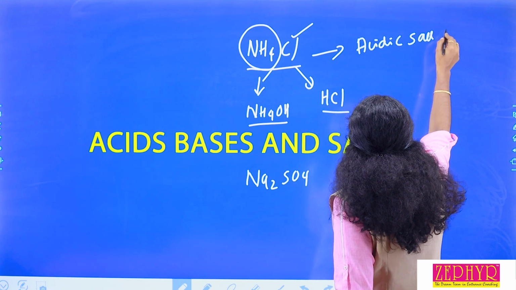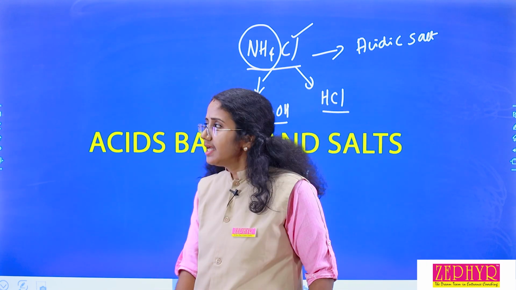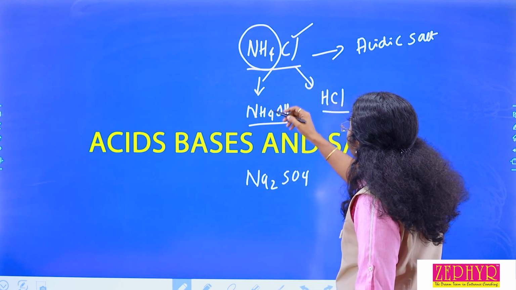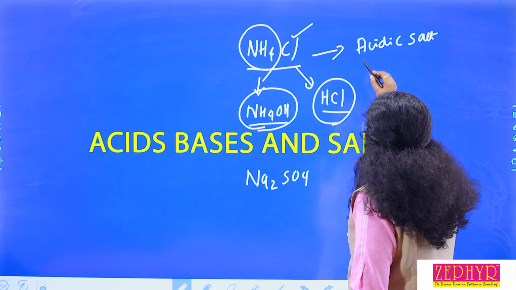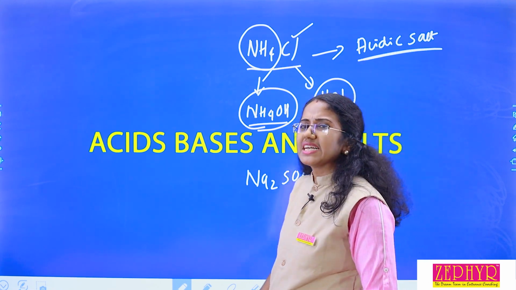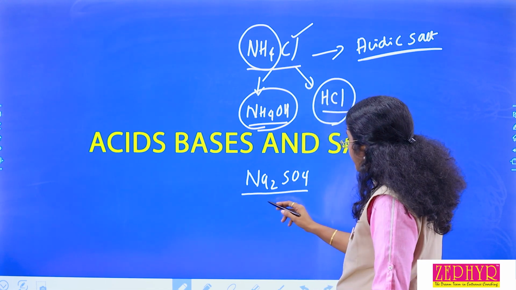Acidic salt. When complete neutralization takes place, that is a neutral salt. Definitely. But here, ammonium hydroxide is weak and HCl is strong. So, the salt is what? Acidic in nature. Then, what about in case of sodium sulfate?